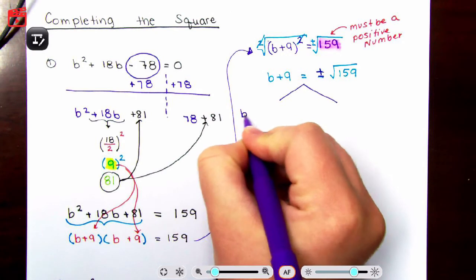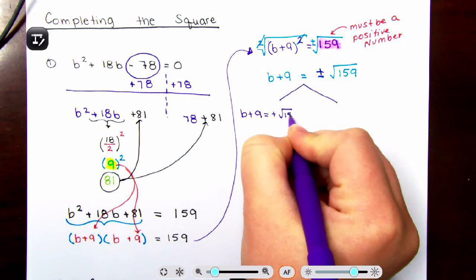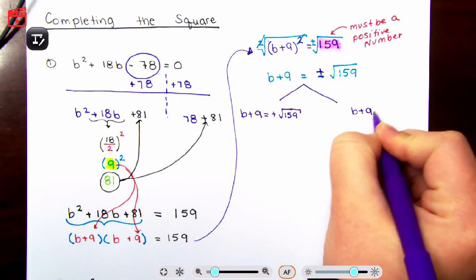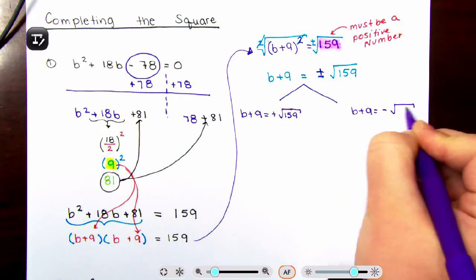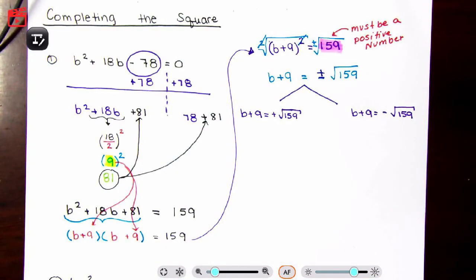I have b plus 9 is equal to a positive square root of 159, and I have b plus 9 is equal to a negative square root of 159. Again, don't let that square root give you any trouble. It's a number, it's just not a pretty number.